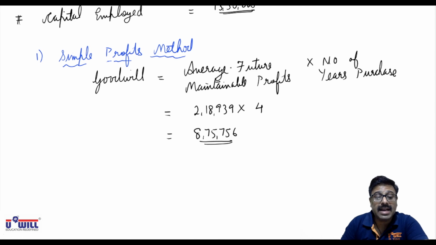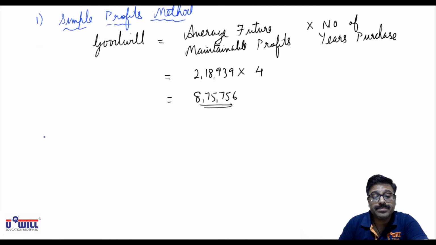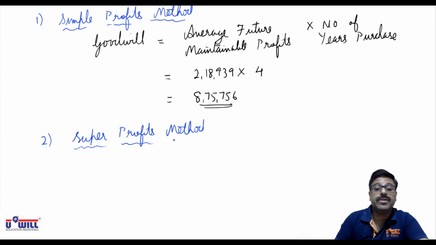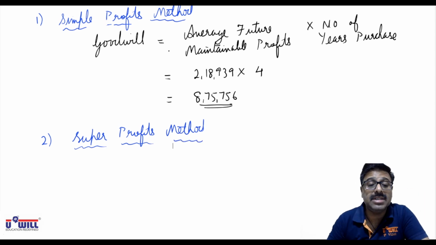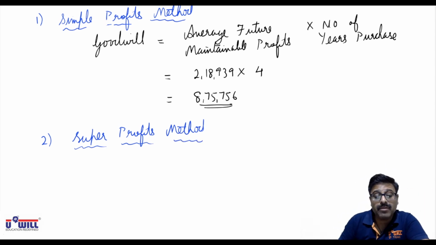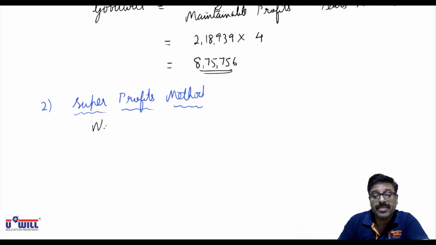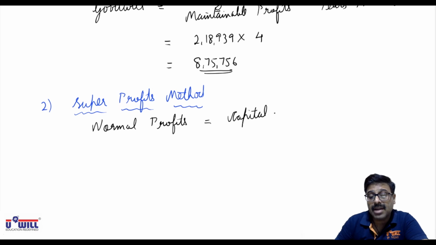Now the second method we are asked is the super profits method. By this method, first of all we have to obtain super profits. What did I tell you super profits are? The profits you earn over and above other businesses. So first we find the normal profits which other businesses are earning. Normal profits is equal to capital employed into normal rate of return.